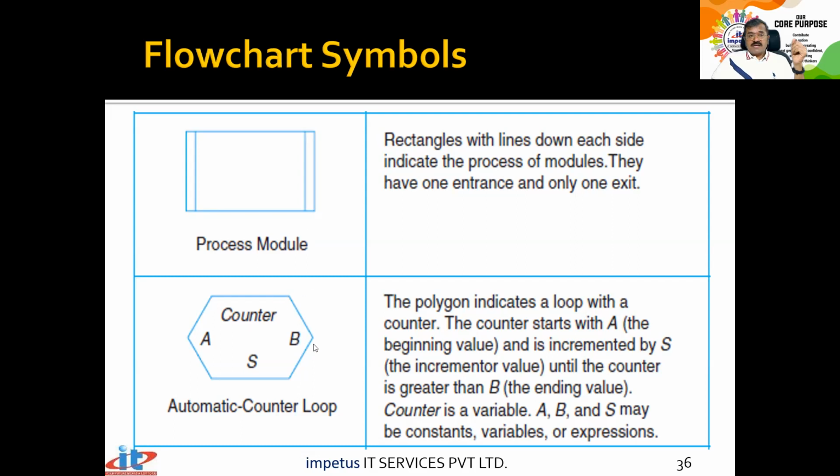Then if you see this kind of polygon, with six sides, 1 2 3 4 5 6 sides, understand it's a looping construct. If you see something like this, it's a looping construct. It's a looping condition.